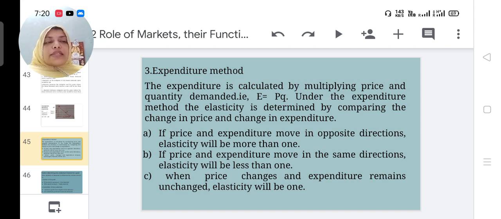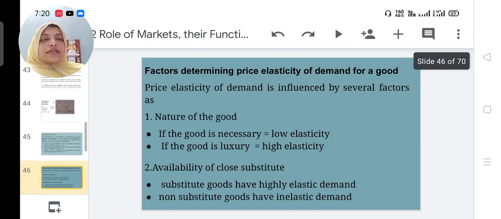If price and expenditure move in the same direction, elasticity will be less than 1. When price changes and expenditure remains unchanged, elasticity will be 1. More than 1 is highly elastic, less than 1 is less elastic, and 1 is unitary elastic.